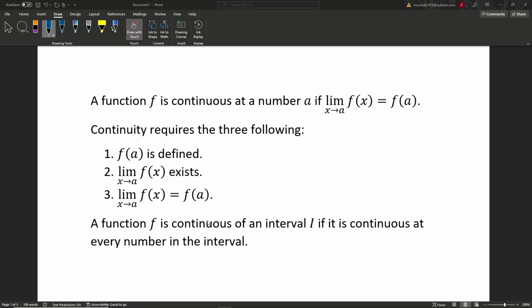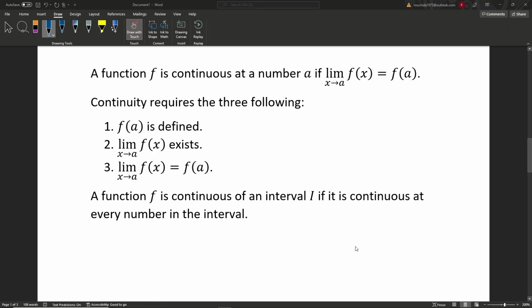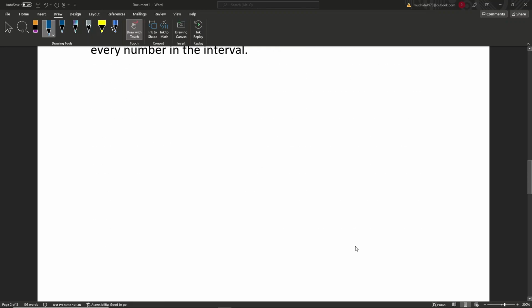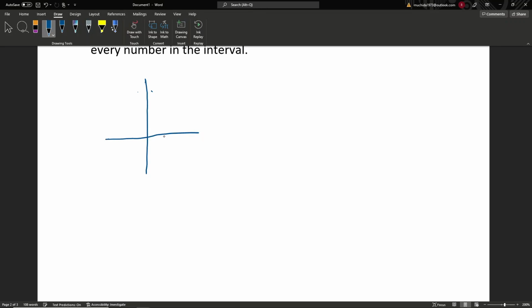Now a function is continuous on an interval if it is continuous at every number in the interval. For some examples of where it's not continuous, I'll draw in an axis. One is what is called a jump discontinuity. Let's say the function is smooth, but then it jumps up to another value. One example of this in real world applications is an electric circuit that could jump rapidly from one value to another value.